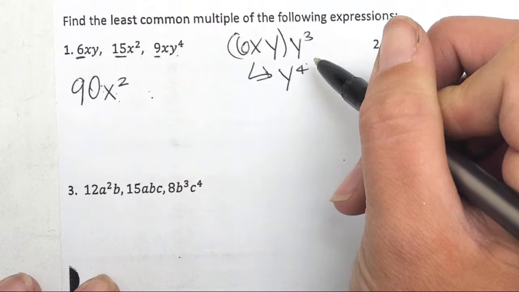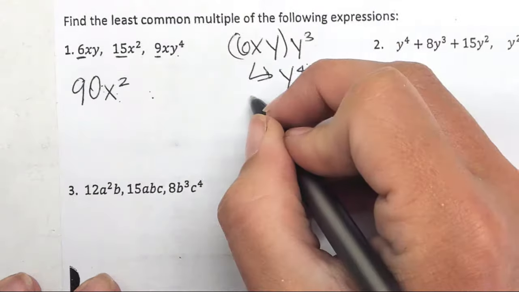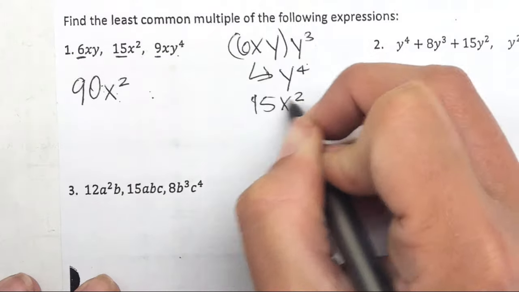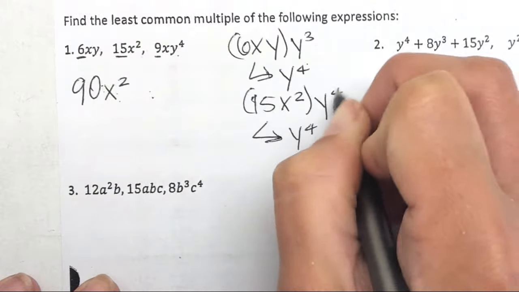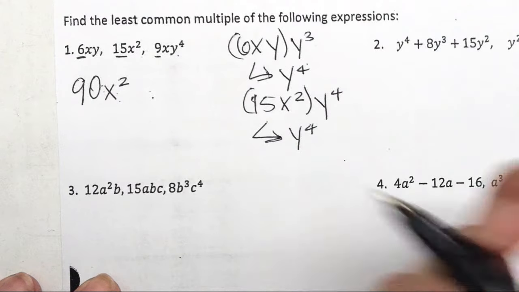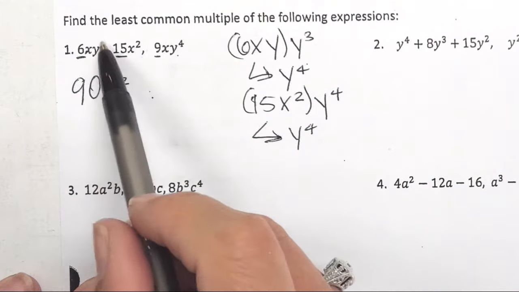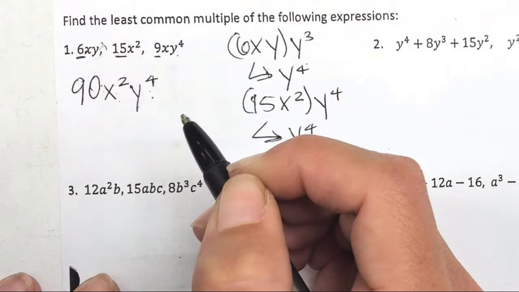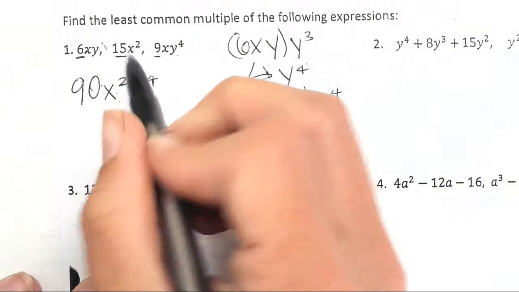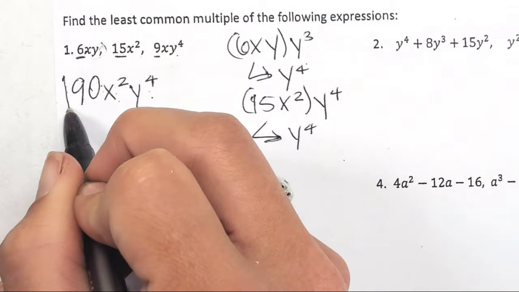Everybody see that? Is there anything we could multiply 15x squared by to have a y to the fourth in it? Y to the fourth. Good. So we can agree that all of these have a y that can go into y to the fourth, correct? So that's our least common multiple. 90x squared y to the fourth.